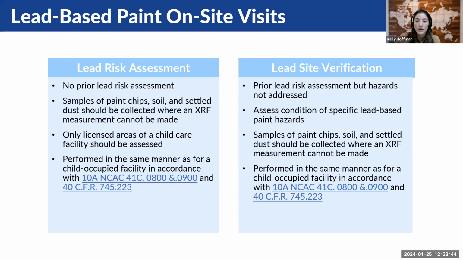A limited number of lead site verifications may also be conducted when a facility had a prior lead risk assessment within the past 3 years that meets the rule requirements, but lead hazards were identified and have not been addressed yet. And the goal of these site verifications will be to assess the condition of the specific lead-based paint hazards that were identified. And all lead risk assessments and site verifications through our program should be performed in the same manner as for a child-occupied facility, following HUD guidelines and federal regulations, regardless of the age of occupants in the building.